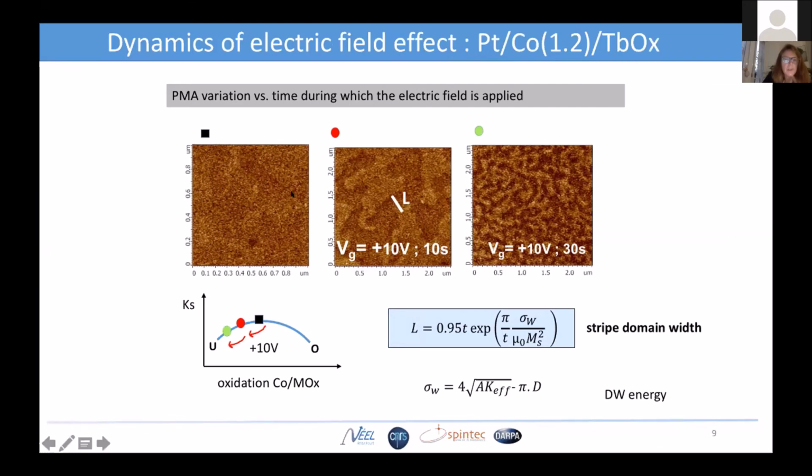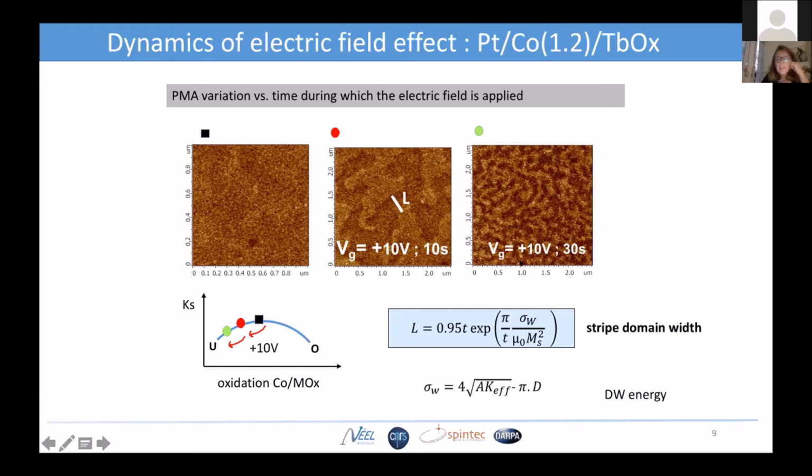In the first one here on the left, the initial state of magnetization is out of the plane. We then apply a positive voltage for 10 seconds, and you can see the formation of these stripe domains, which show the decrease of anisotropy and the approaching of the spin orientation transition. In this case, we have a periodicity of about 500 nanometers.